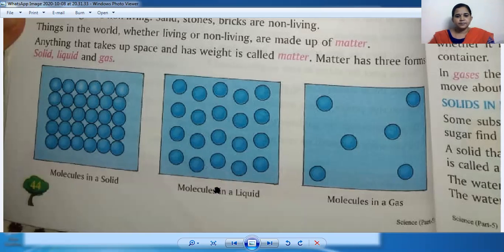Next, see the molecules in a liquid. They are loosely packed. See the distance. For the solids, they are closely packed, the molecules.